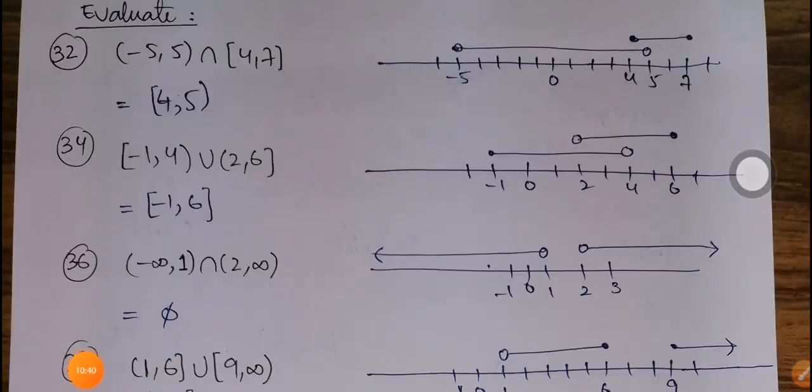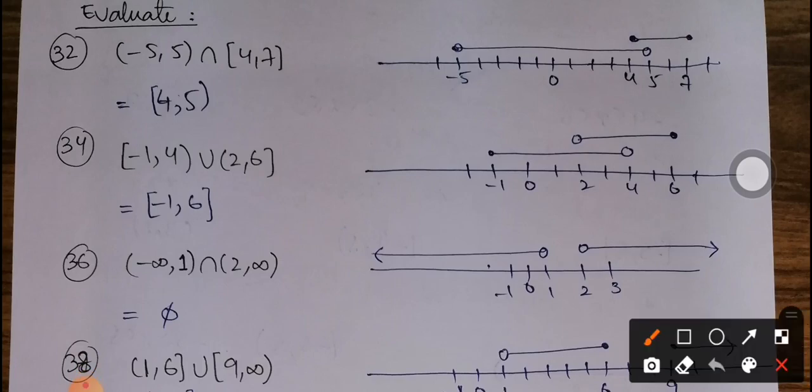Now in the next part of the exercise we are going to solve the questions in which we have to find the intersection and union of the intervals. So in question number 32 we have to write down the intersection of -5 to 5 and 4 to 7. Here I have mentioned -5 to 5 and 4 to 7, and here is the intersection part, 4 to 5, closed from 4 and open from 5.